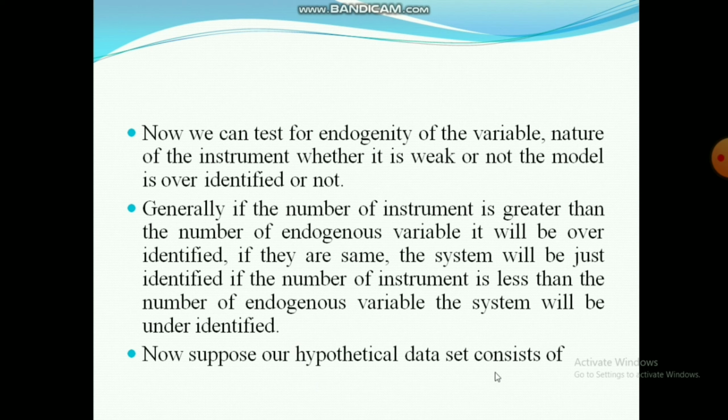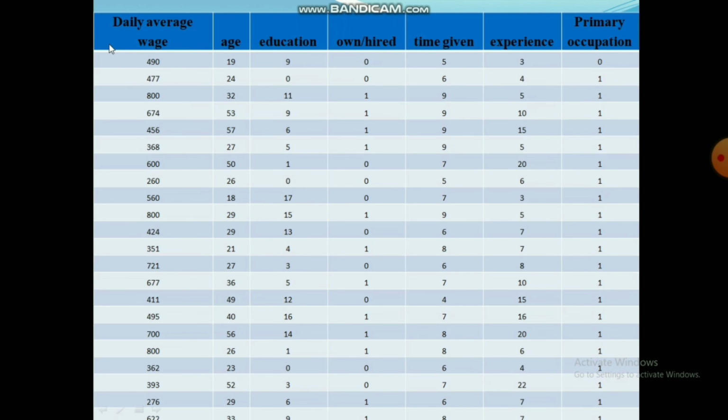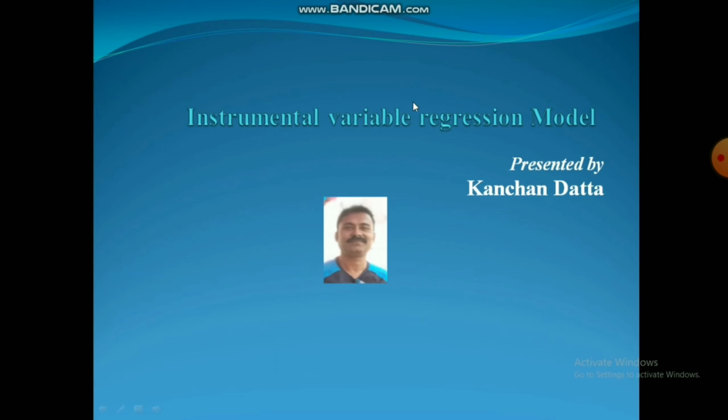Now suppose our hypothetical data set consists of the daily average wage of a taxi puller, or say toto puller, whatever it may be. It depends on the age of the taxi puller, education, and whether the taxi is owned, that means his own or hired. Also the time given in pulling taxi or toto, his experience in pulling taxi or toto, and whether he has taken this profession as primary occupation or secondary occupation. These are the variables, and wage is the dependent variable. The data are a hypothetical data set.